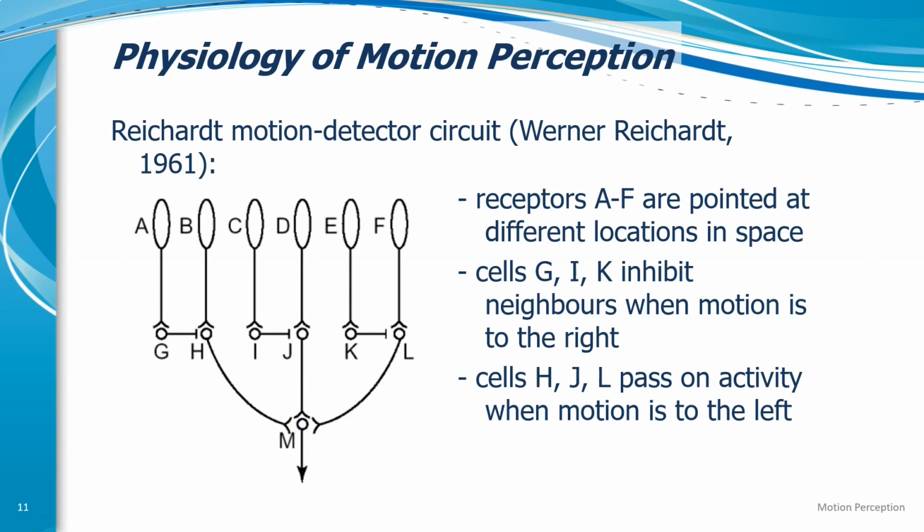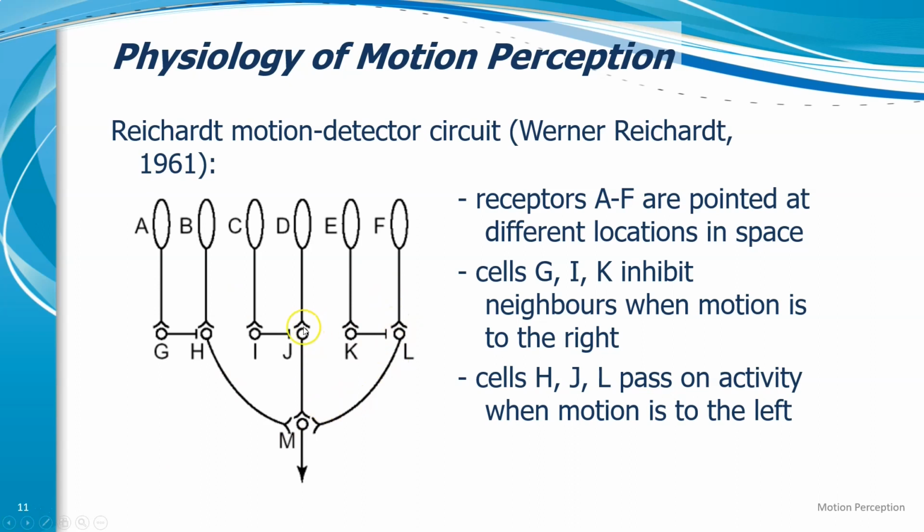However, if the motion is to the left, starting at F and moving to A, the timing is all different. F gets activated, sends its activity to L, and L starts to get activated. Now by this time, the light has struck E and the signal is traveling down, E reaching K, but K releases its inhibitory neurotransmitter too late. L has fired, and it's already sending its activity down to M.